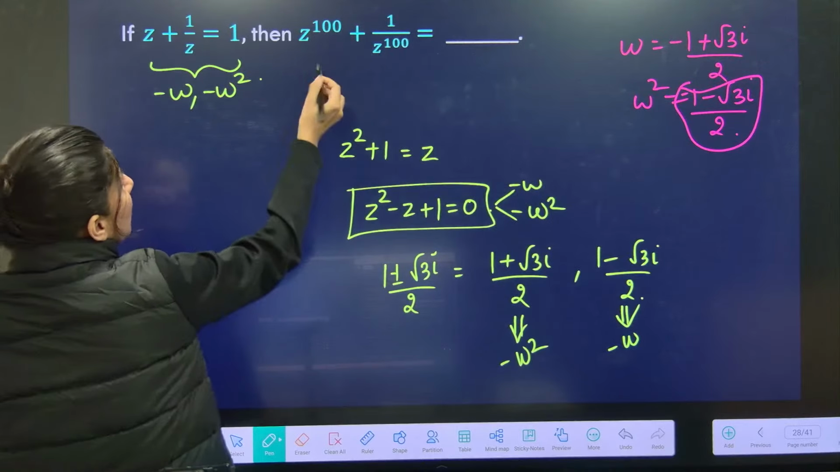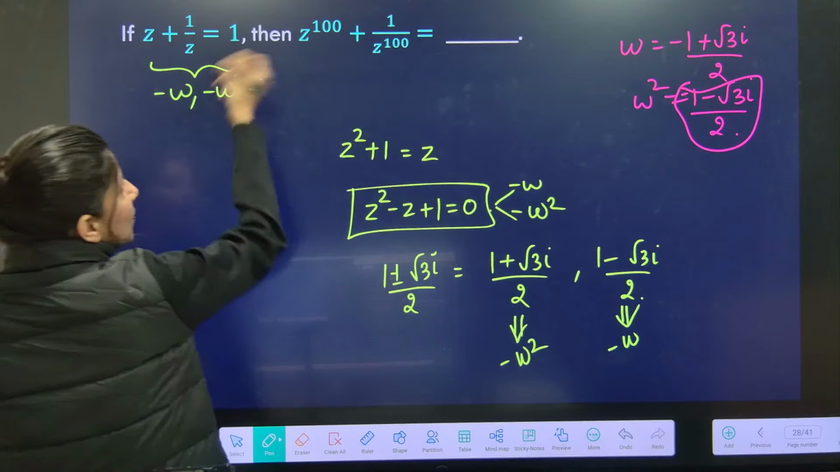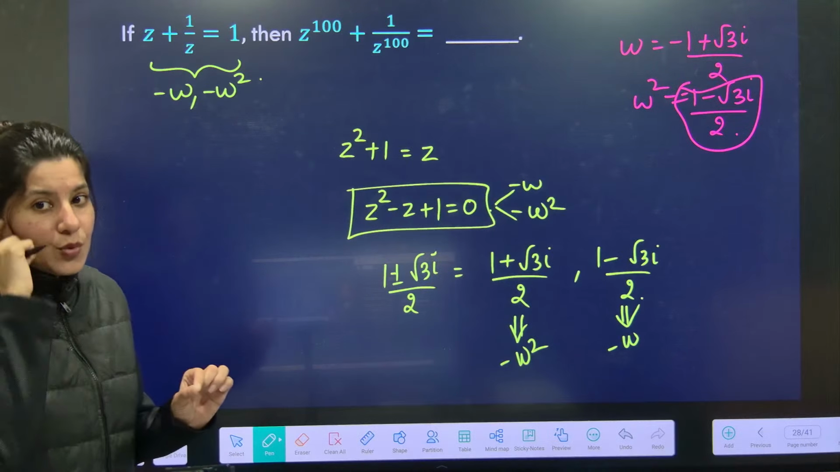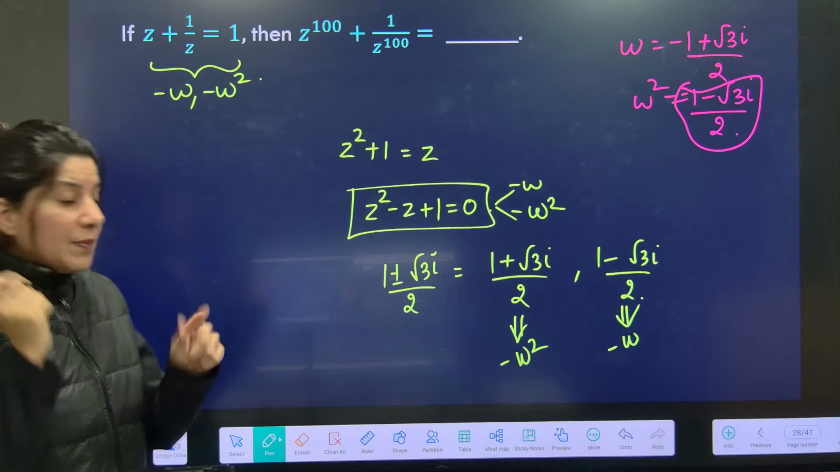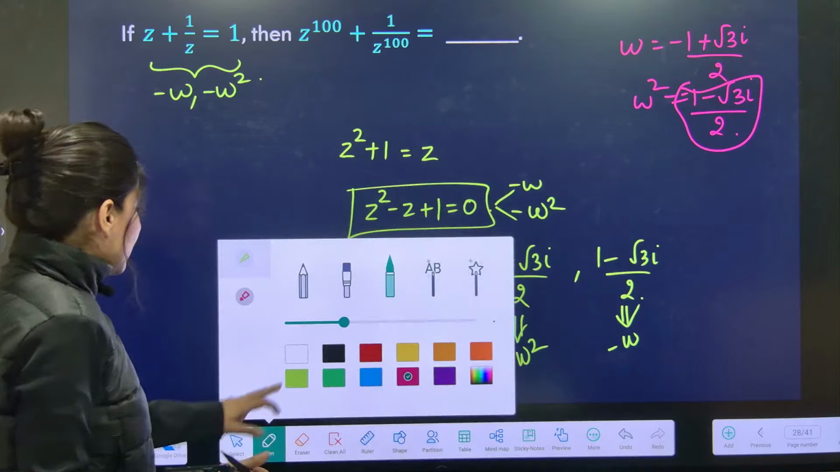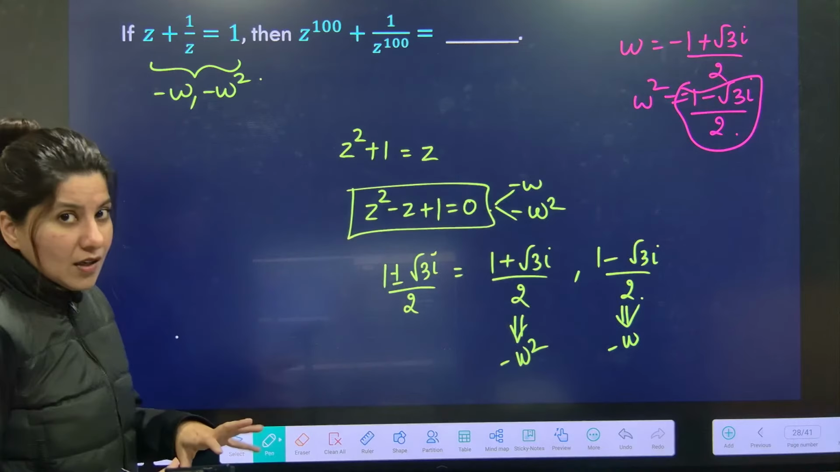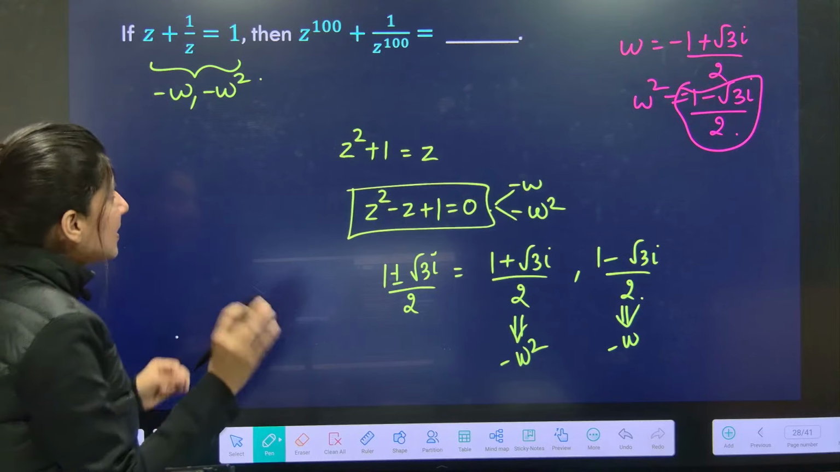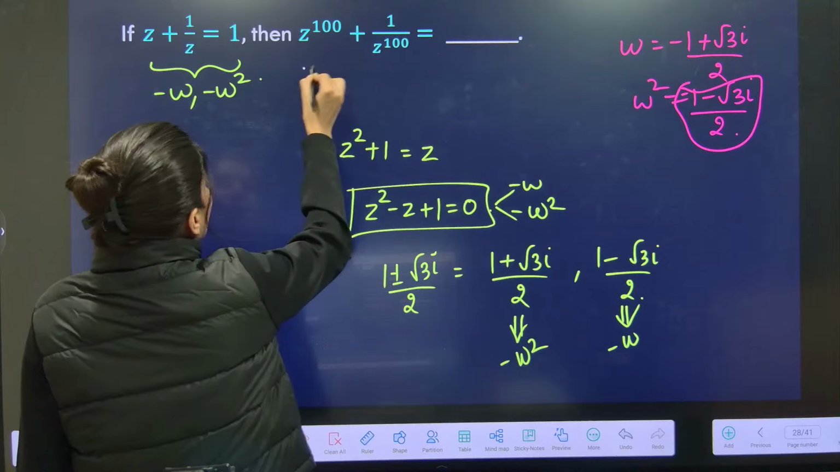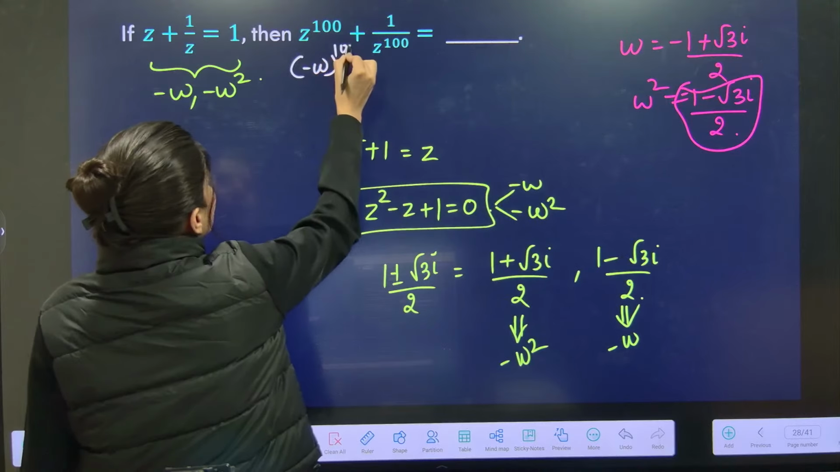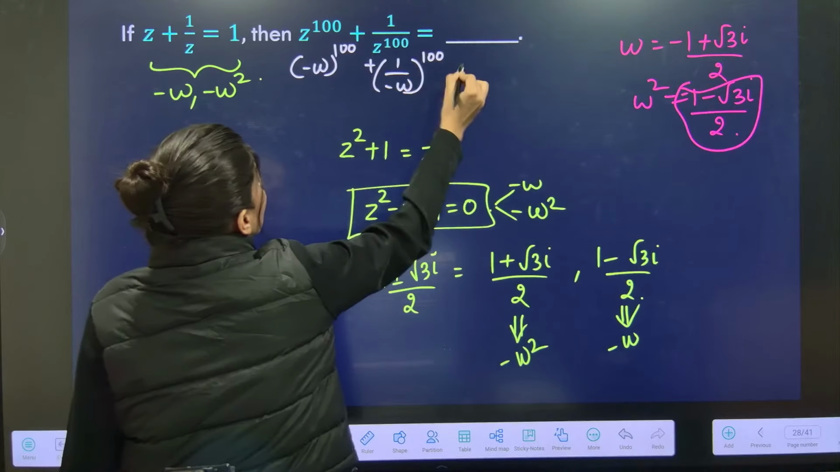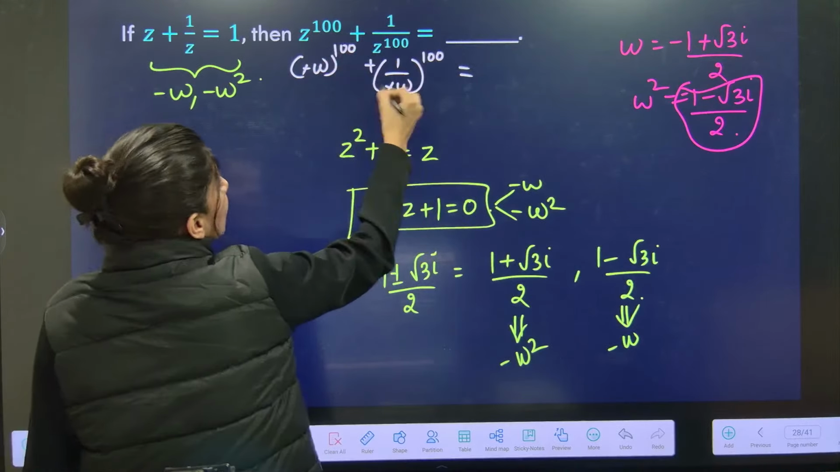So clearly now z power 100. Let's put omega only. Any one root you can put, you can't put both. Some people will get confused. So either put minus omega only or minus omega square only. Again, you're going to get the same value. So this is minus omega power 100 plus 1 upon minus omega power 100. The minus sign is gone because the power is 100.